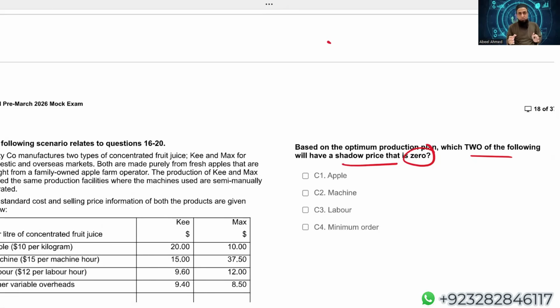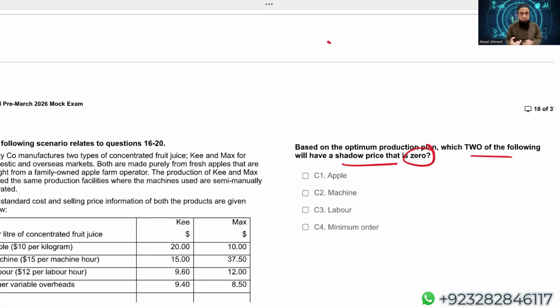But the issue of shadow price will only arise when you have utilized all of your existing resources. Then you will be facing a binding constraint, meaning I cannot increase my operational level because I've utilized all of my existing resources. Only then I'll be facing the shadow price issue. If I've opted for a production plan where I'm not utilizing all of my available resources, then I'm not facing any shadow price.